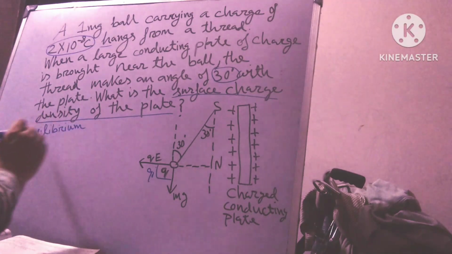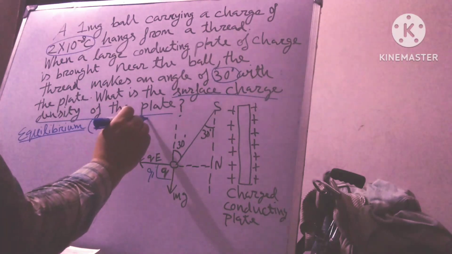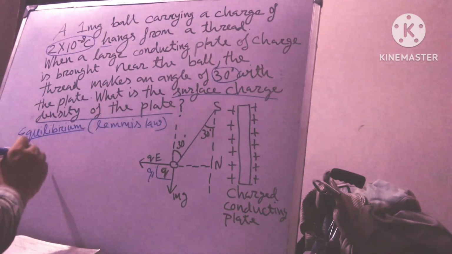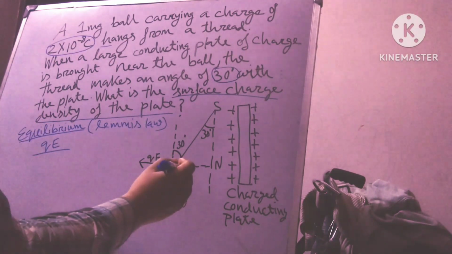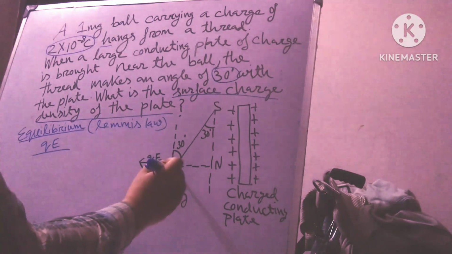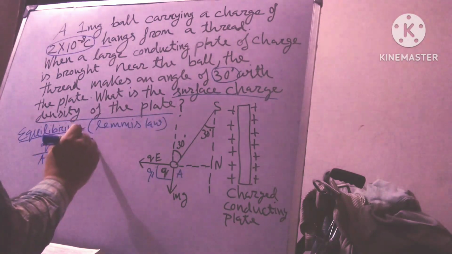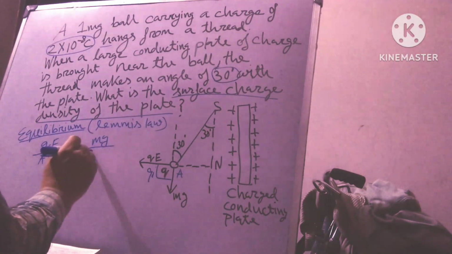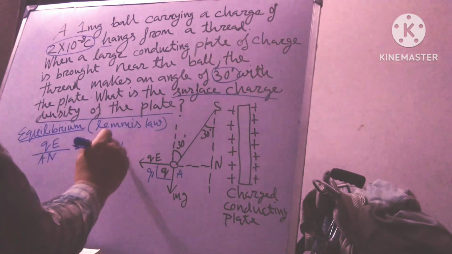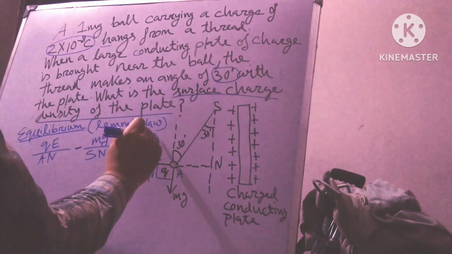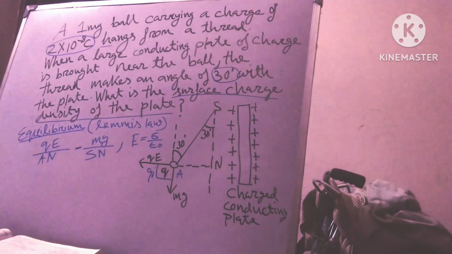So I apply Lami's law. I don't know the spelling, the spelling may be a mistake. So QE divided by cos θ, and mg divided by sin θ. And now E is equal to sigma divided by epsilon 0.